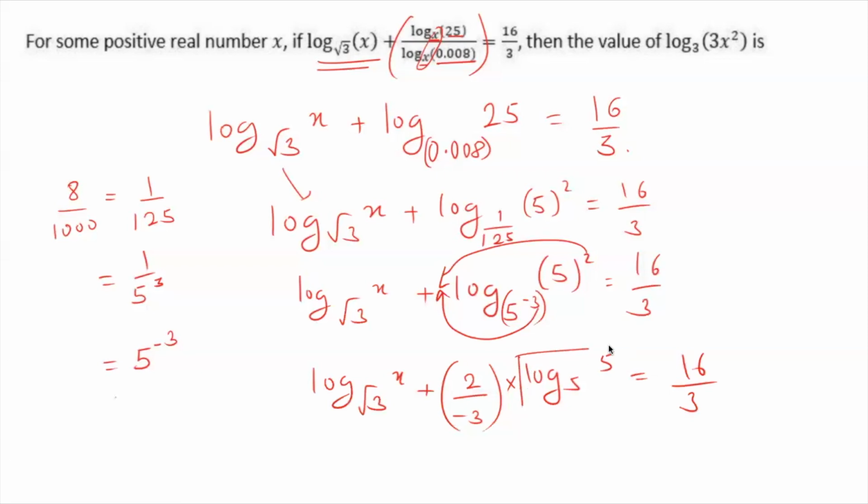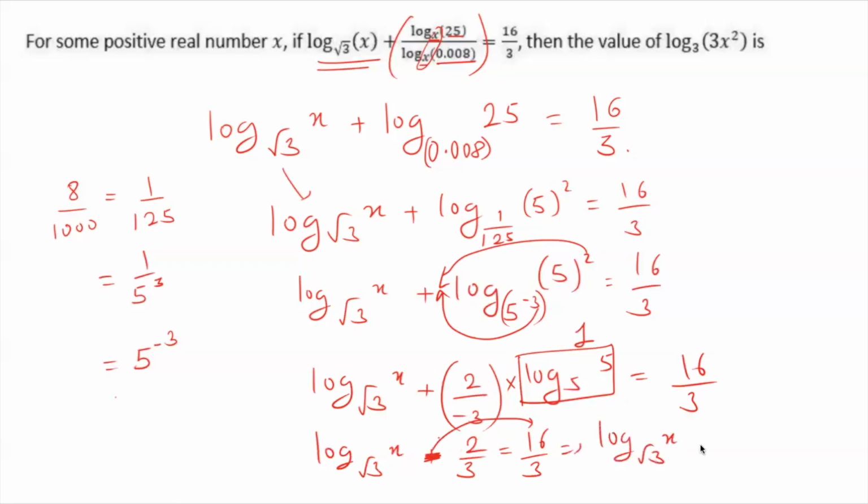Now, what's log of 5 to the base 5, guys? Obviously, it is equal to 1. Log of a to the base a, where a is not equal to 1, is always equal to 1, right? So now this entire equation simplifies to log of x to the base root 3 plus 2 upon minus 3. I can write this as minus 2 by 3, so this plus becomes minus. So I'll write minus 2 by 3 will be equal to 16 by 3. Now take the minus 2 by 3 to the right hand side, guys. You will have log of x to the base root 3 is simply equal to 2 by 3 plus 16 by 3. And 2 by 3 plus 16 by 3 is 18 by 3, guys, which is 6.